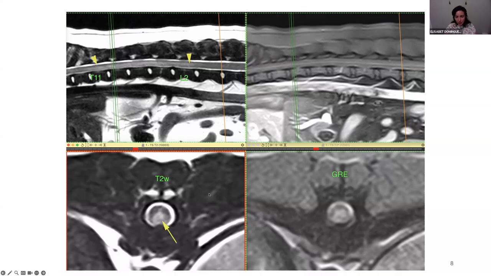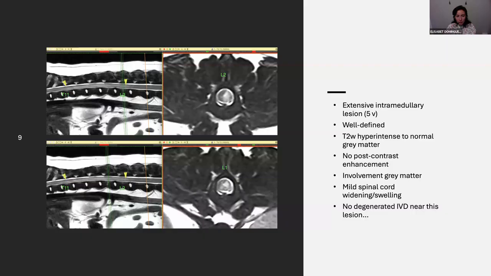If we look at it on the transverse plane, this is a T2 and this is a gradient echo on the right side. In the gradient echo, the lesion is visible, but it's hyperintense, so it's not showing any signal voids suggestive of hemorrhage. And on the T2 sequence, we can see that the lesion is pretty well demarcated. It has like a triangular shape and is hyperintense to the spinal cord. If we move more caudally, we see again the same lesion on T2. This is at the level of L1, and that's the level of L2. And the lesion again is well demarcated. It has well-defined margins, and is affecting, in this case, both the gray and white matter.